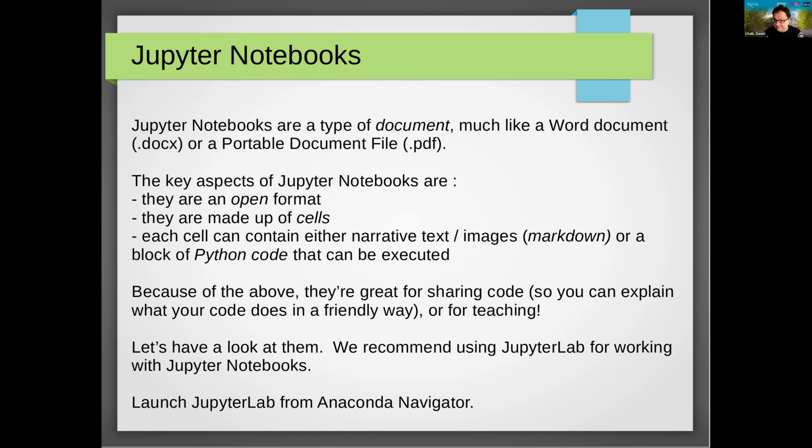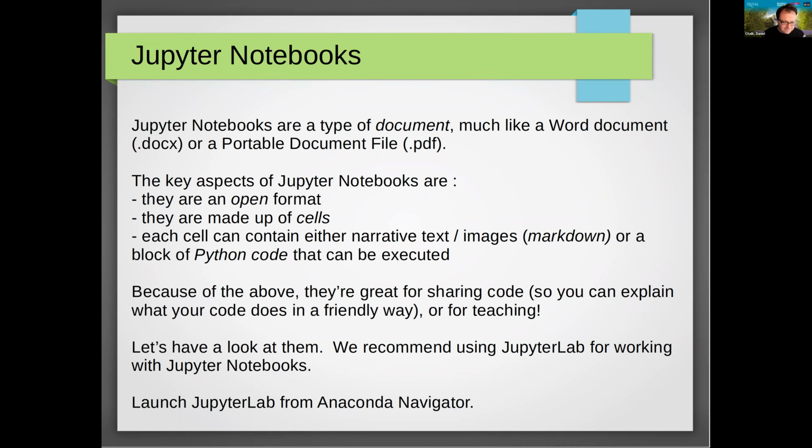So the key aspects of Jupyter Notebook are that they're an open format, so they're not proprietary. It's not like a docx file, which is owned by Microsoft and the source code is closed. It's an open format. They're made up of cells. So you have various cells, and you'll see how that works in a moment. And then basically each cell contains either some narrative text or images, which is known as markdown, or a block of Python code that you can execute. Okay, so it's a mixture of cells that are some text and or images and some code.